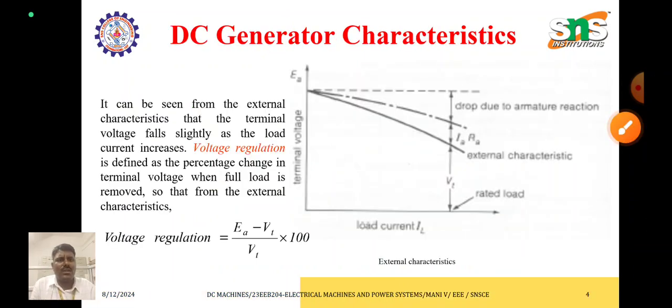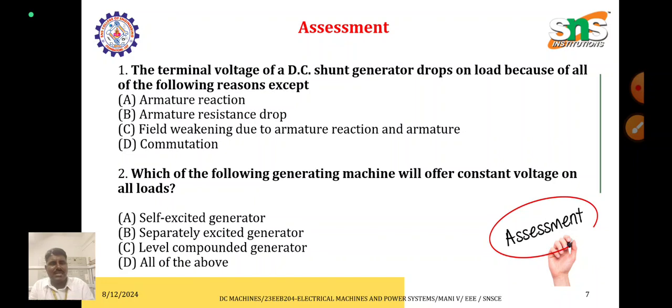The next one is the DC generator external characteristics, which is similar to the load characteristics. It is mainly used to determine the voltage regulation, which is the EMF minus terminal voltage, divided by terminal voltage, into 100.